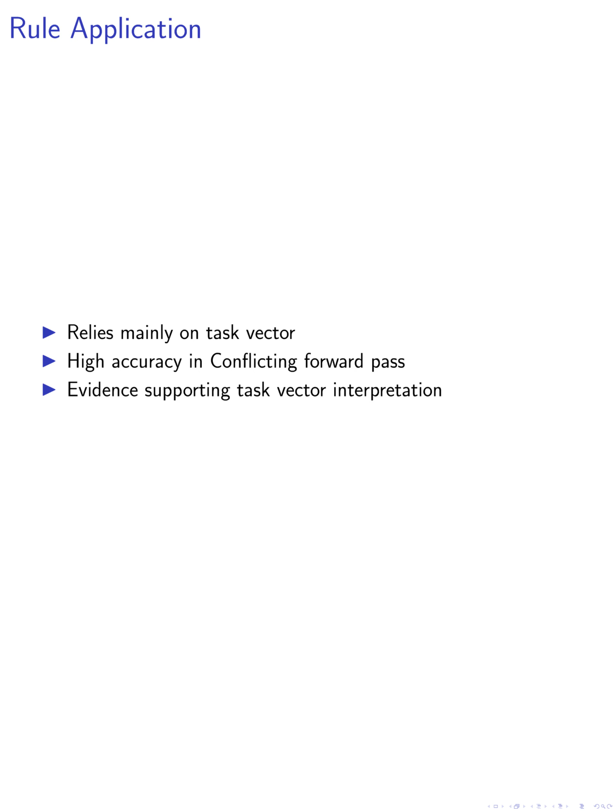We demonstrate that the rule application mainly relies on the task vector and largely disregards the demonstrations. We show this by conducting a conflicting forward pass, where the model performs a task different from the one demonstrated by the demonstrations, but still achieves high accuracy corresponding to the injected task vector.